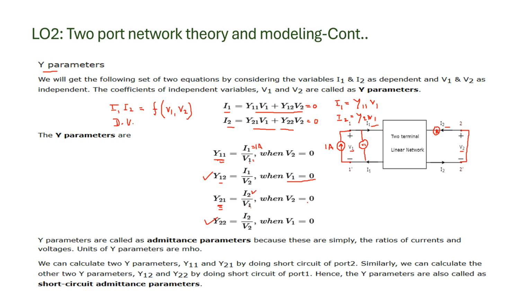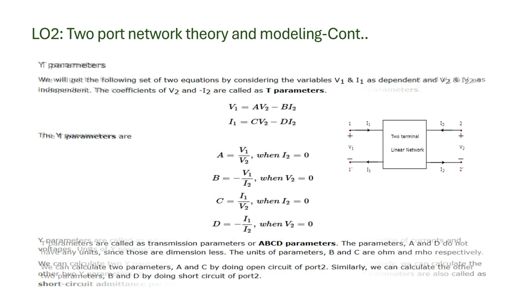That is, short the input port and apply a current source at the output port and correspondingly find the currents and voltages. These parameters are also called admittance parameters or short circuit parameters. Why are they called short circuit parameters? Because we are shorting either the input port or output port for finding the parameters.